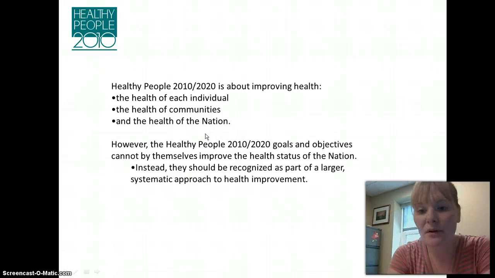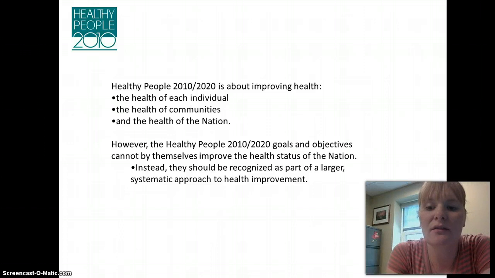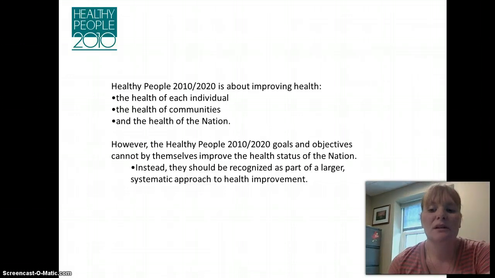And Healthy People is basically about improving health. It's the health of each individual, the health of communities, and the health of the nation. However, Healthy People 2010-2020 goals and objectives cannot by themselves improve the health status of the nation. Instead, they should be recognized as part of a larger, systematic approach to health improvement.